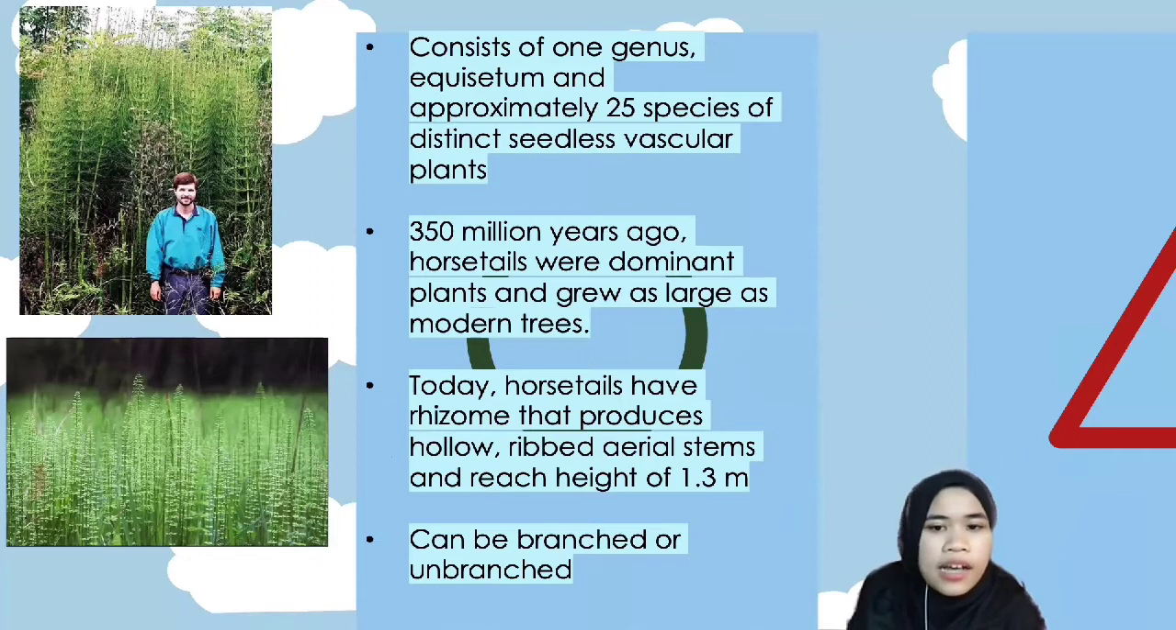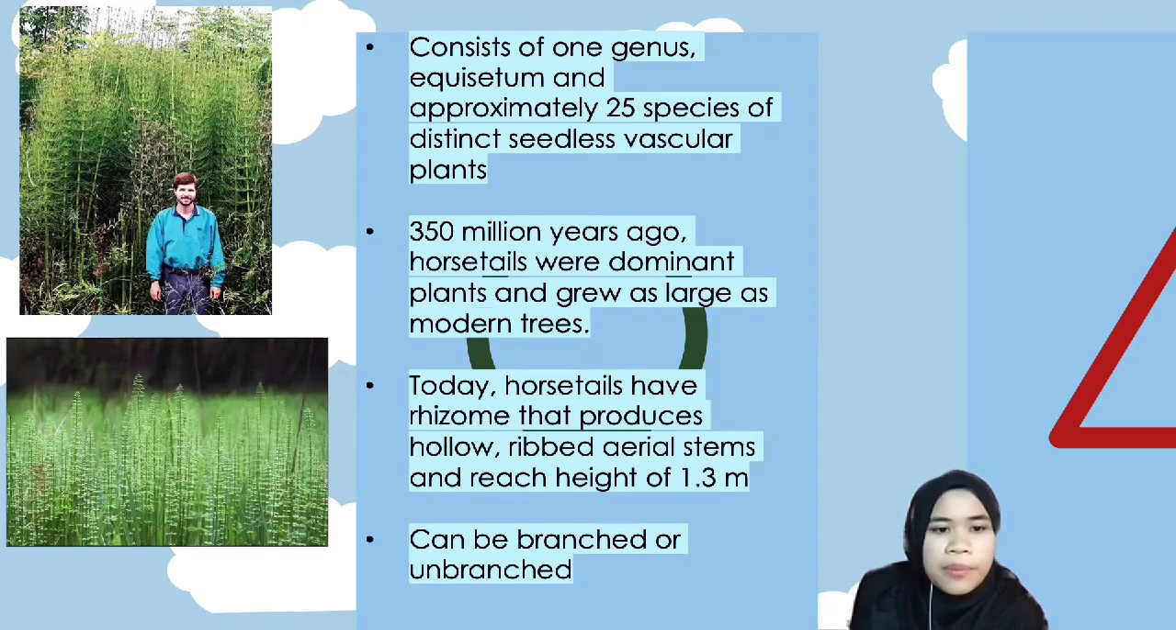As you can see in the pictures here, these horsetails are bigger than the man. This is about 350 million years ago. They are bigger than this. They are as big as the trees that we see on the street outside of our house. But of course, that is 350 million years ago, and this is the closest we could see today. And these are the horsetails today, which are quite short, only about 1.3 meters in height.